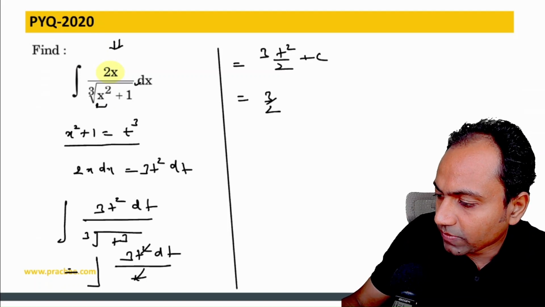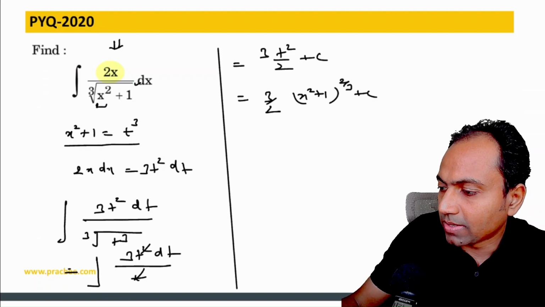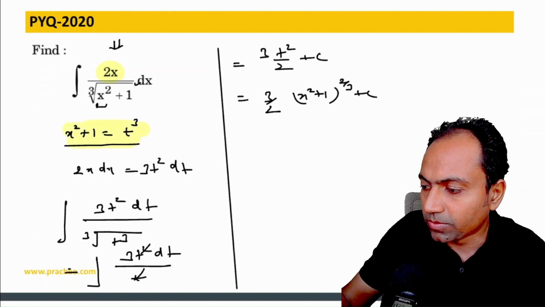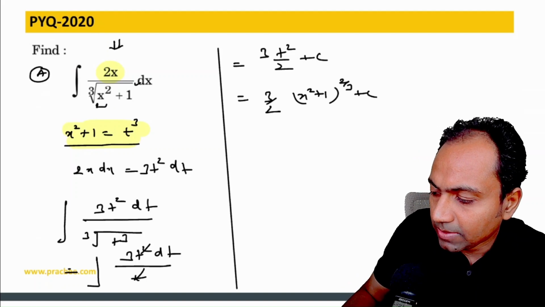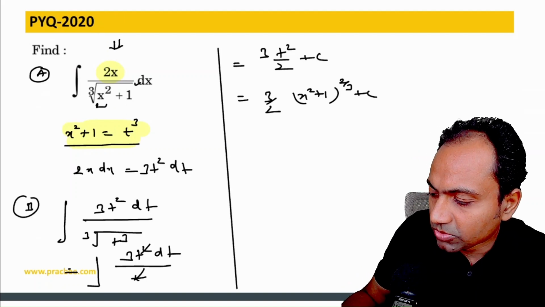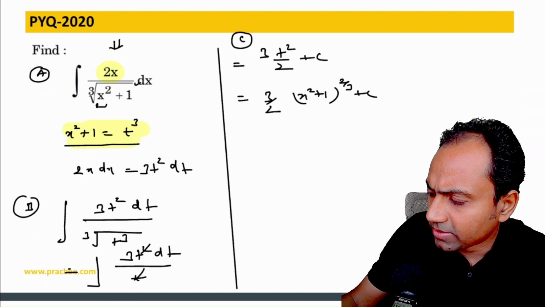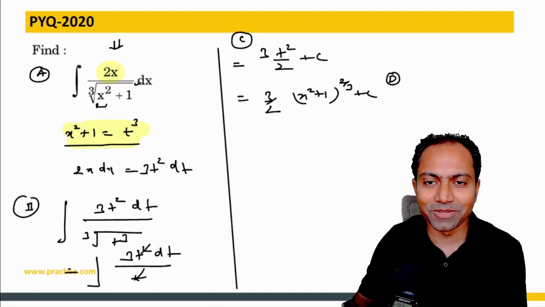So 3 by 2 is fine. t becomes nothing but x square plus 1 raised to the power 1 by 3, so this becomes 2 by 3 plus c. So you can understand that this first step, identifying what to substitute, is the most important one, because most of the times a student will face a problem in this. In the B part, it is a substitution and then integration and ultimately resubstitution. So think in terms of these 4 simple steps, and these kinds of questions can be done very easily.